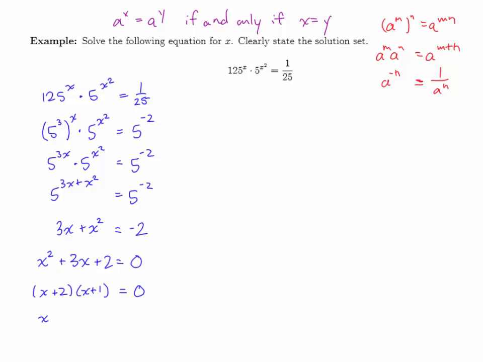Lastly, using our zero product principle, that means that x plus 2 equals 0, or x plus 1 equals 0, and that makes x equal to negative 2, or x equal to negative 1. And as our last step, we have two solutions, negative 2 and negative 1, so we'll state our solution set. And that is the set containing the number negative 2 and the number negative 1.